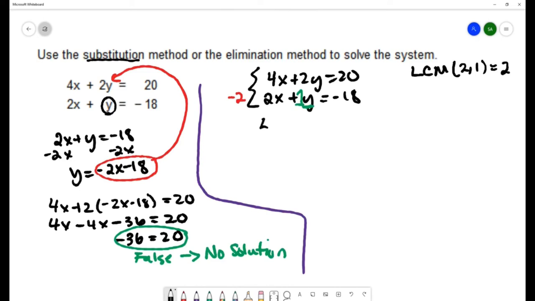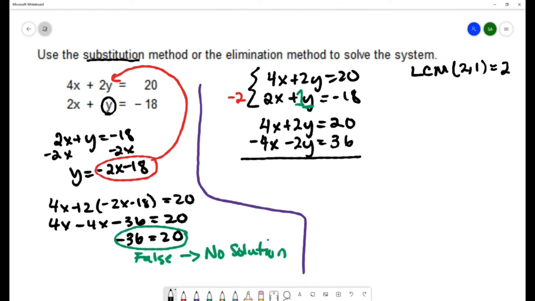So my first equation is unchanged. I'm just copying that one down. And the second equation becomes negative 4x minus 2y equals positive 36. Now I'm going to add the equations together.